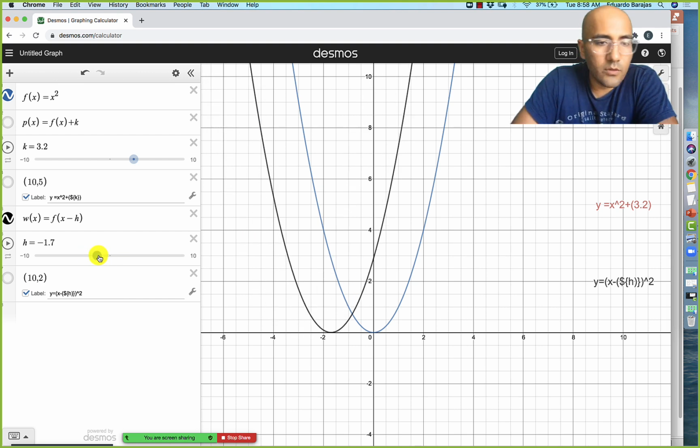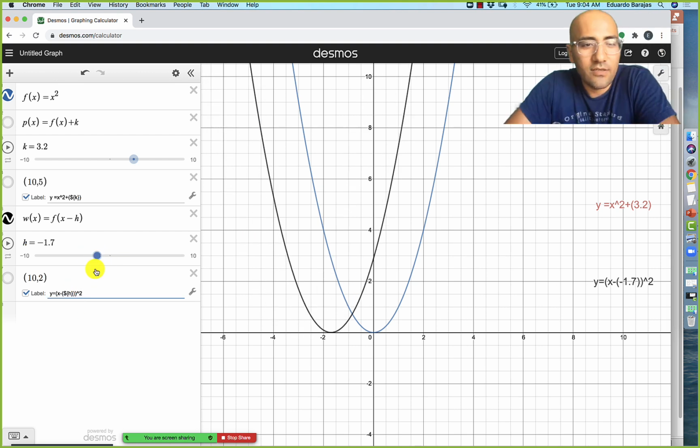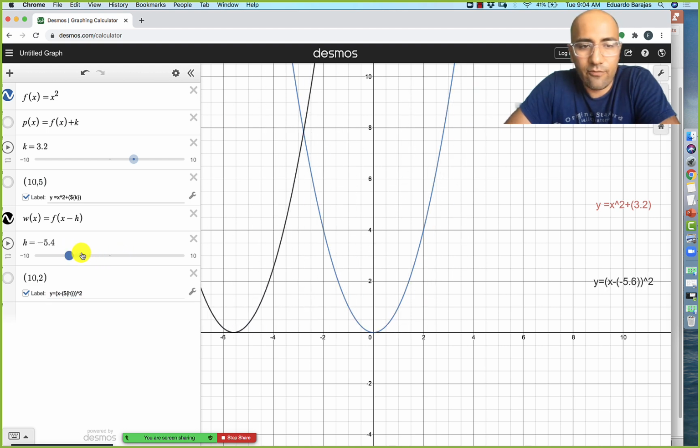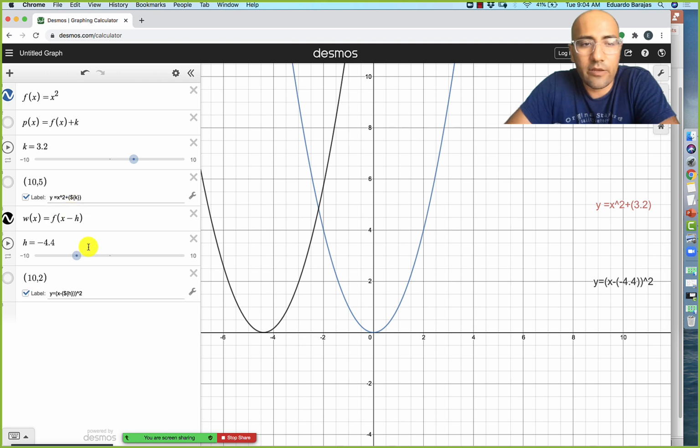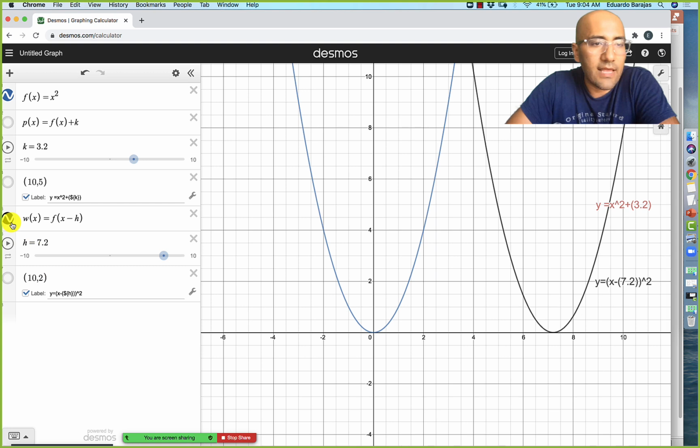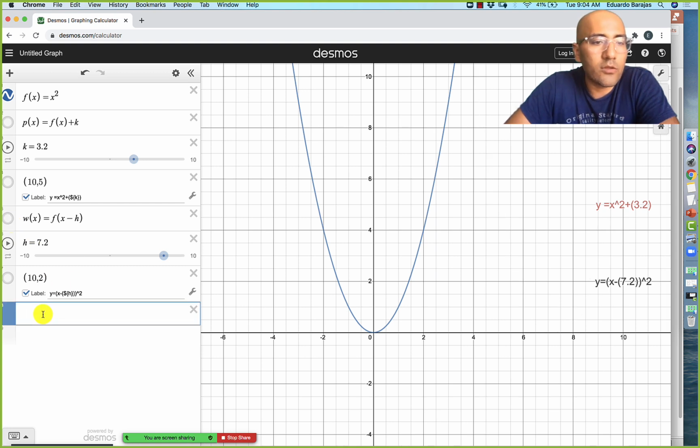So hopefully it's clear that if we put it into this format, the plus or minus inside the argument of the function shifts it left and right. And then finally, the last one we want to look at is multiplying by a constant.